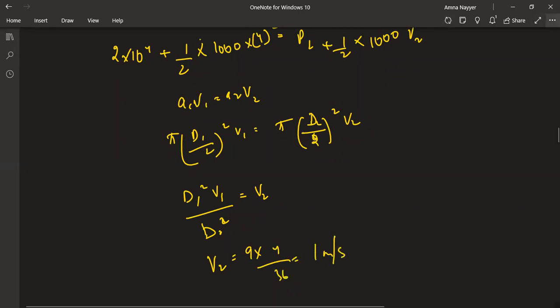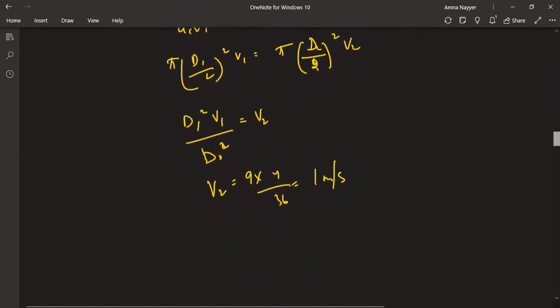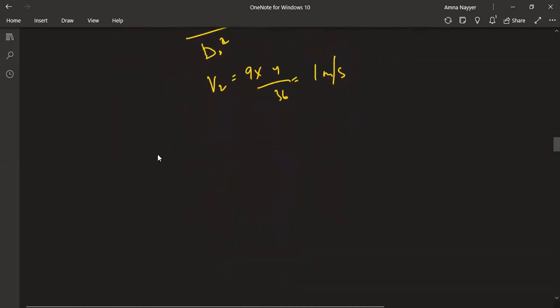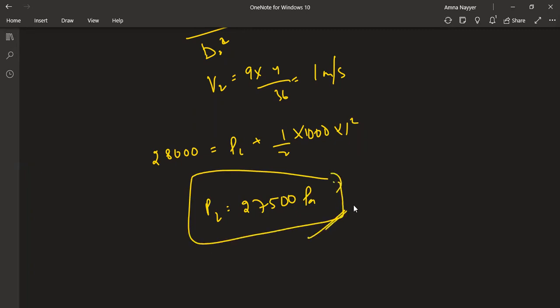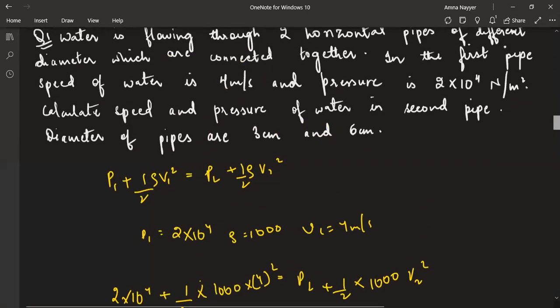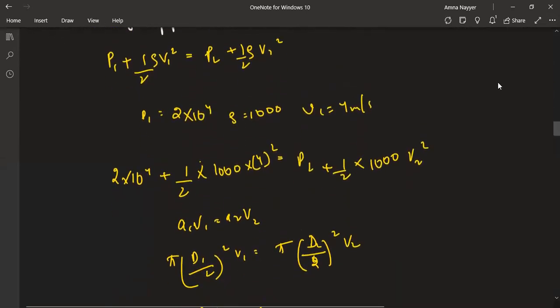So your answer, see, this becomes 20,000 plus 8,000 is 28,000, plus 500, that is 28,500, equal to P2 plus half into 1000 into 1 square. That is 500. So P2 will become 28,000 pascals. This is the answer. Note down the solution. Whichever step you're not able to understand, please get it clarified, class. Write it from here. All right.